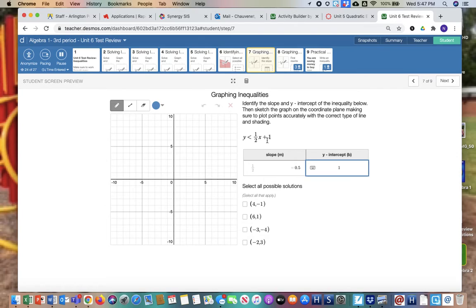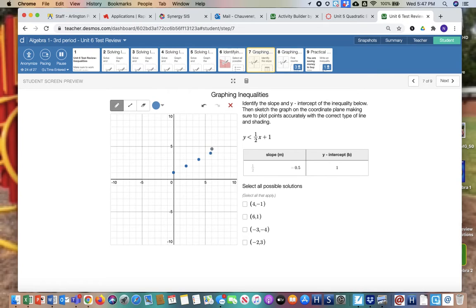Keep in mind, if there's no number written for the y-intercept, it's like having it be a 0. And if there's no coefficient in front of x, but you still see an x, it's like having the slope be a 1. All right, so here we go. The y-intercept's a 1, so I'm going to put a 1 right there. And now the slope's 1/2, so I'm going to go up 1, right 2. Up 1, right 2.